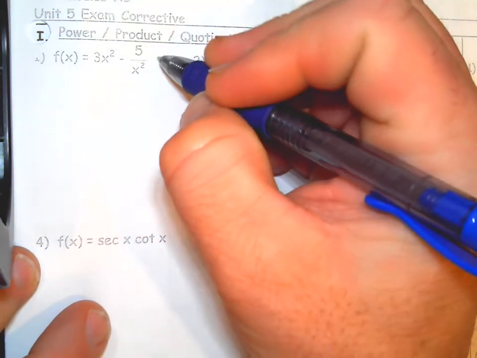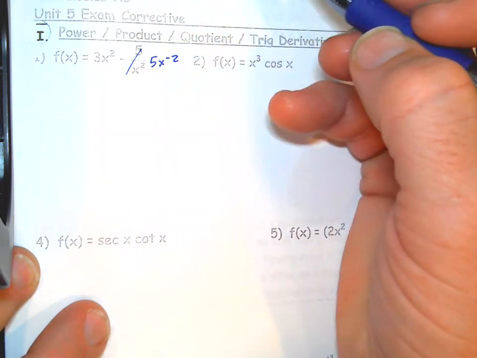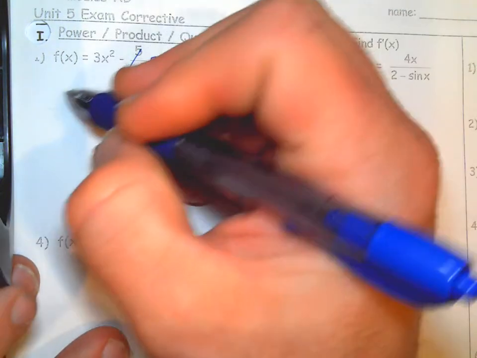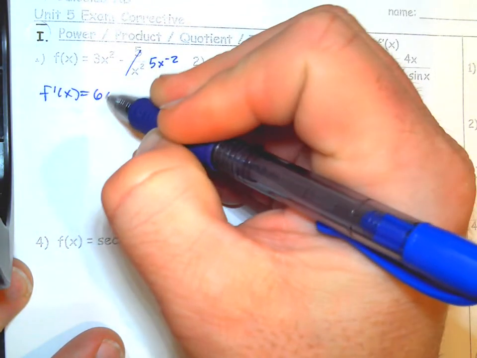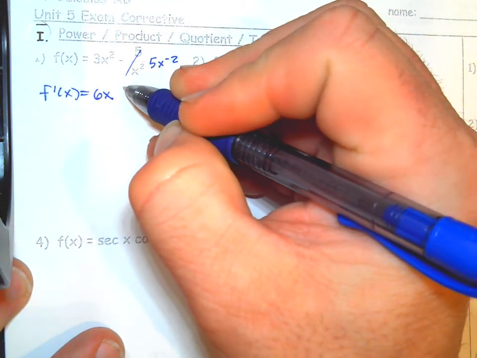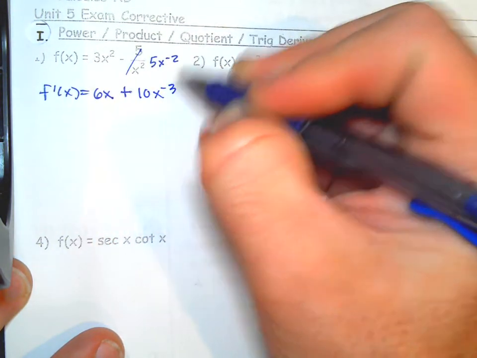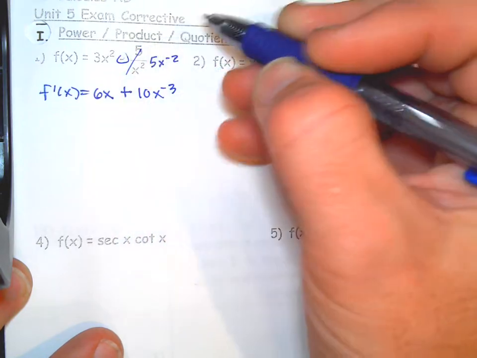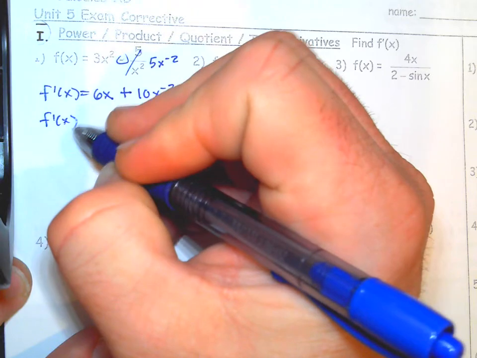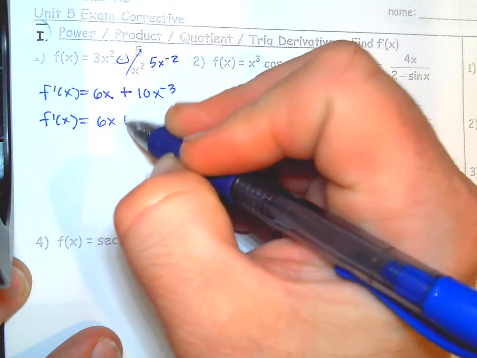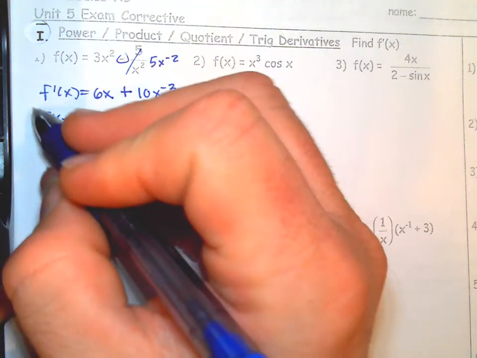I personally would rewrite this one as 5x to the negative 2, unless you really like the quotient rule. So f prime of x equals 6x plus 10x to the negative 3. Negative 2 times the negative 5 is positive 10. Now, I don't want any final answers with negative exponents, so we will rewrite this as 10 over x cubed. The 10 doesn't have a negative exponent, it stays in the numerator.